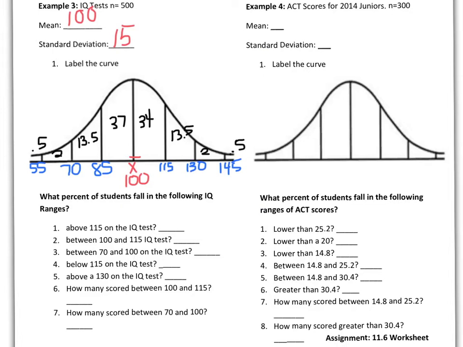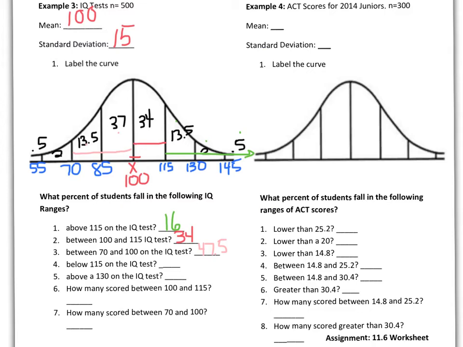What percent scored above 115? All we need to do is look at the percentages that are all above 115. So everything on this side. So we'll add up the 13.5, the 2, and the 0.5. When we add all those up, we get 16. Now between 100 and 115, that looks like it's just between here and here. So 34. Now between 70 and 100. Alright, that'll be from here all the way over to there. So we'll add 13.5 and 34, and we'll get 47.5.